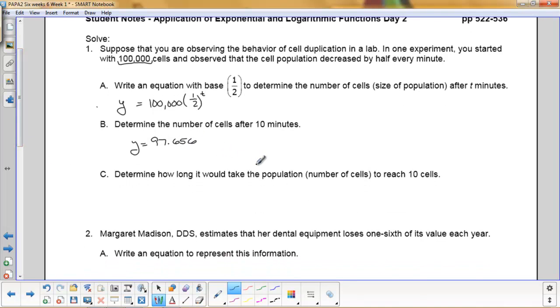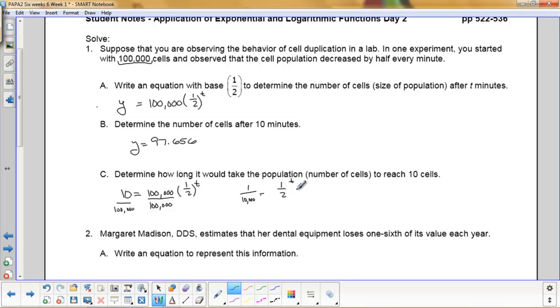How long is it going to take the population to get to 10 cells? Well, that means my final amount turns into 10. My initial amount begins at 100,000, and I'm going to solve for t. Remember, we're trying to get this conglomerate of numbers by themselves, so we're going to divide both sides by that 100,000. And that gives us 1 over 10,000 equals 1/2 to the t power.